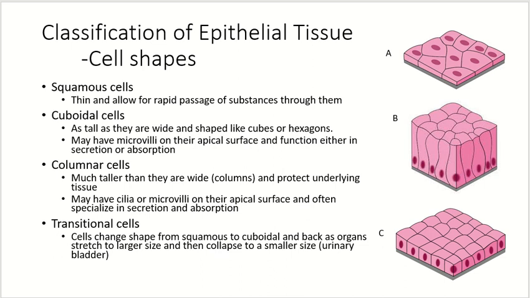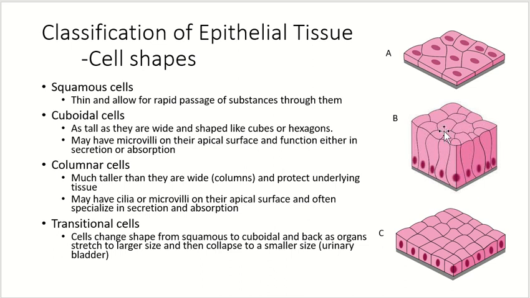We then have our cuboidal cells. These are going to be shaped like little cubes, as the name implies. These are going to be about as tall as they are wide and are either shaped like cubes or sometimes hexagons. These cuboidal cells can sometimes have these little microvilli, these little sort of hair-like projections on their apical surface, and these are going to be excellent in functioning in either secretion or absorption. We find these a lot of times in the lining of some of the airways as well as the gut. You can see this here, those are little cuboidal cells.